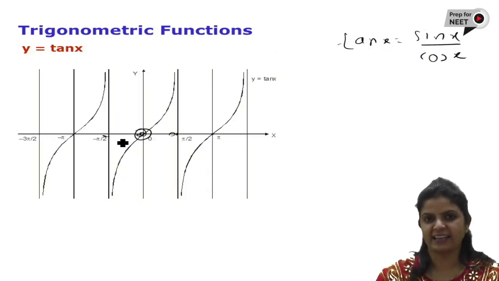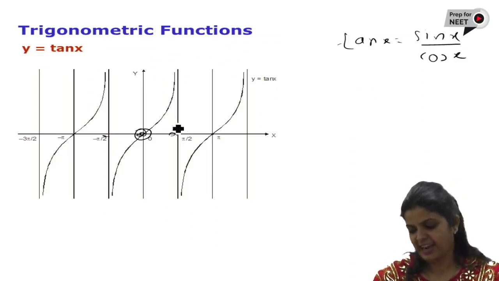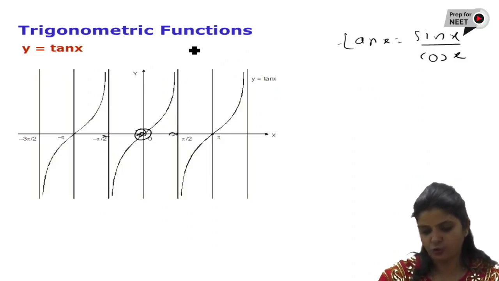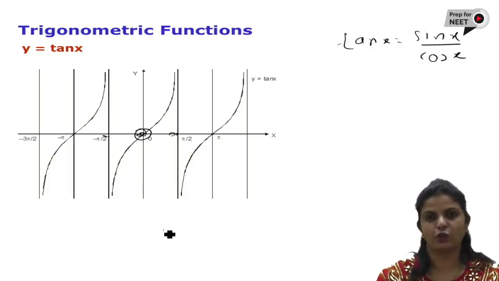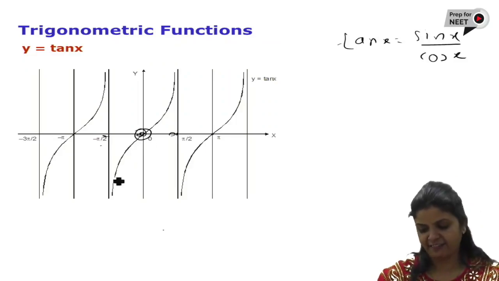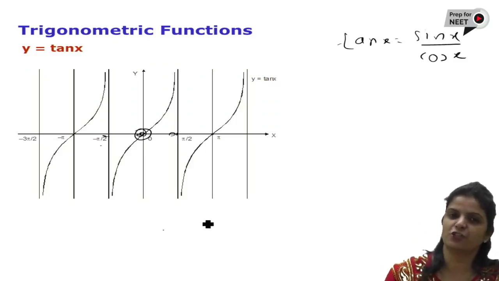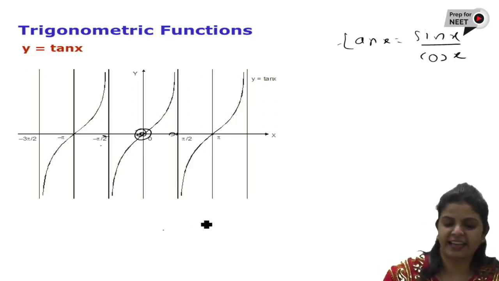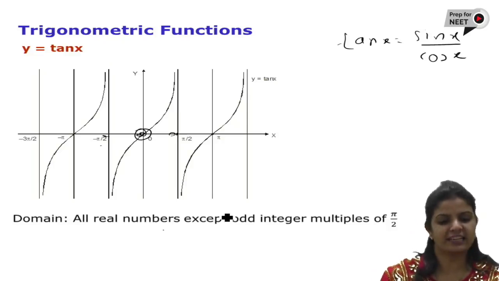And as the angle increases, sin x increases, whereas cos x decreases, right? And because of that, this value goes like this, right? Now if you check towards 0 to minus pi by 2, again this graph will come like this, okay? This is the graph of y is equal to tan x, or it's an x versus tan x graph. The domain is all real numbers except odd integer multiples of pi by 2.